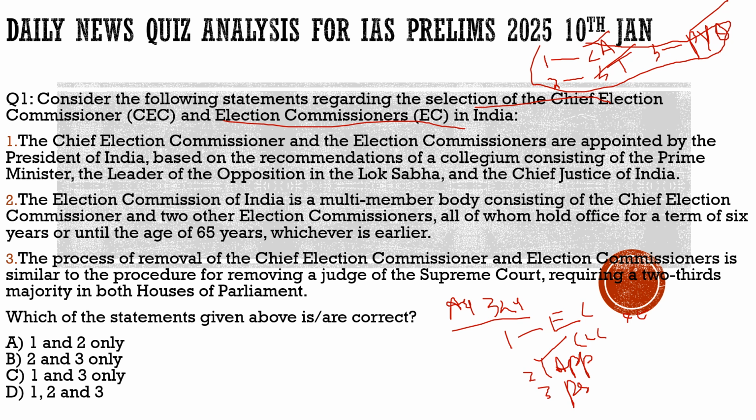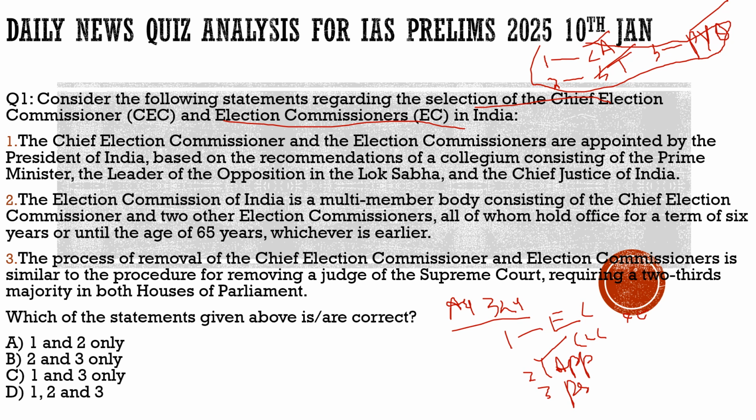In 1991, the Parliament framed a law about the Chief Election Commissioner and Election Commissioners. The name of that law is the Election Commission (Conditions of Service of Election Commissioners and Transaction of Business) Act, 1991. But it does not talk about the selection criteria.